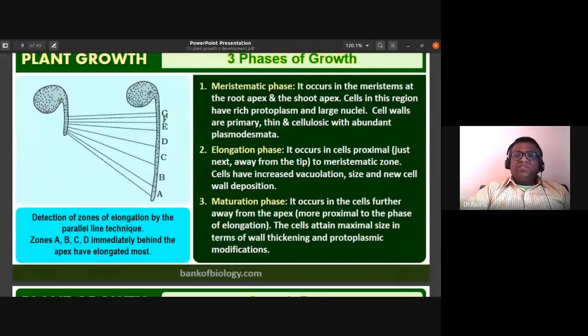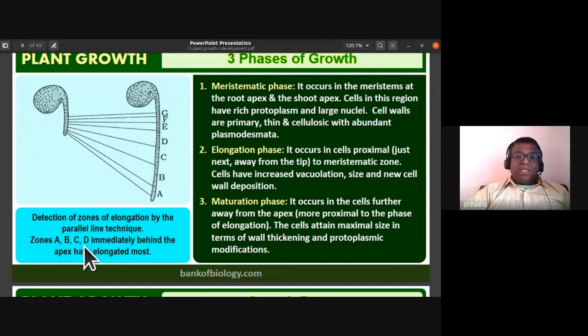So the various phases of growth. In a germinating seed, if you mark regions like the zone of cell division, zone of cell elongation, and zone of cell differentiation, and as they increase in their length, you can see that the markings would also be moving. This slide shows the detection of zones of elongation by the parallel line technique.